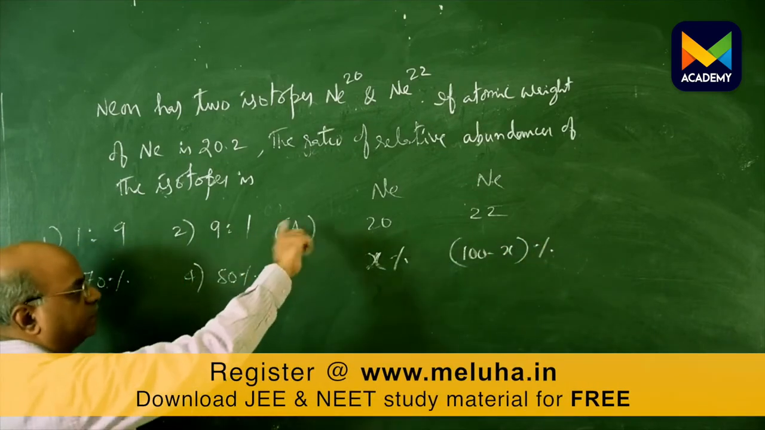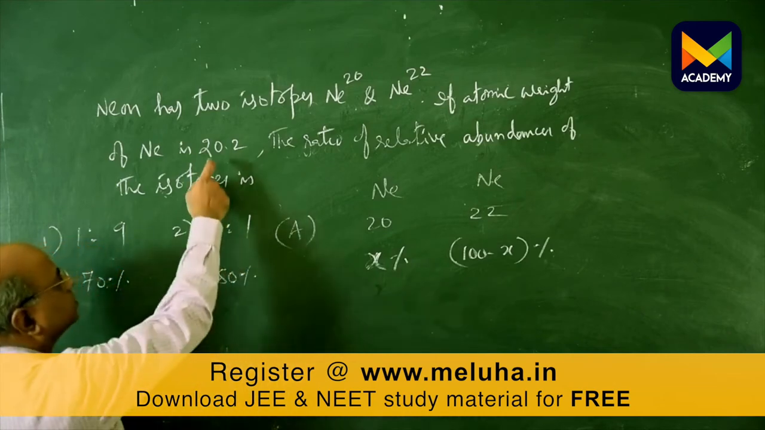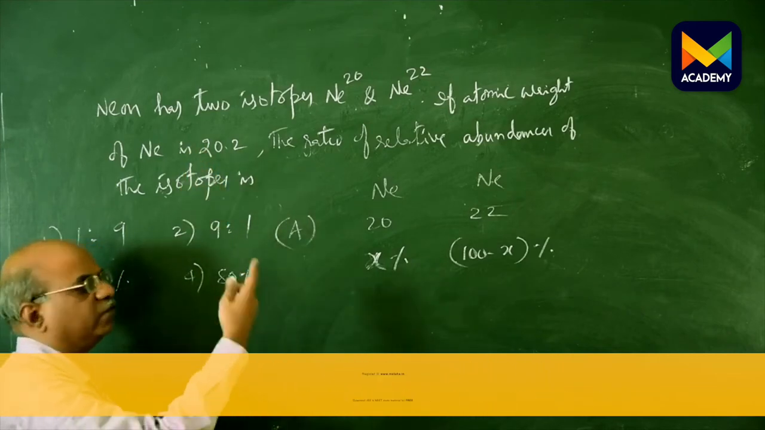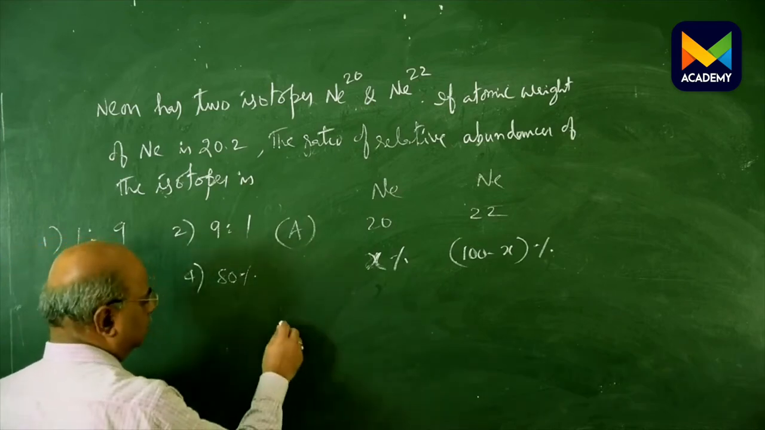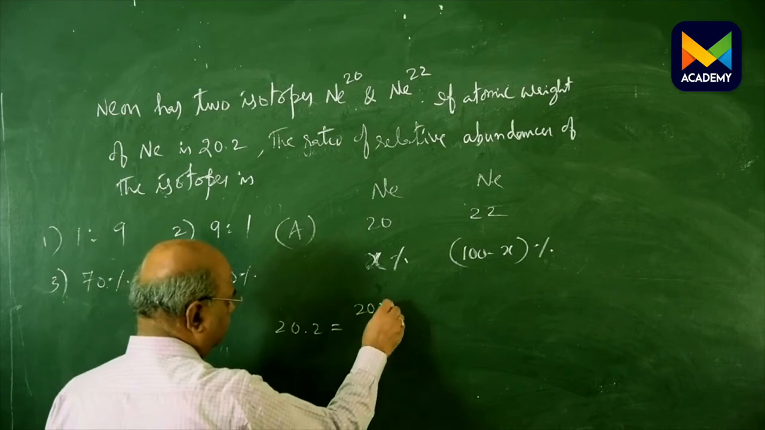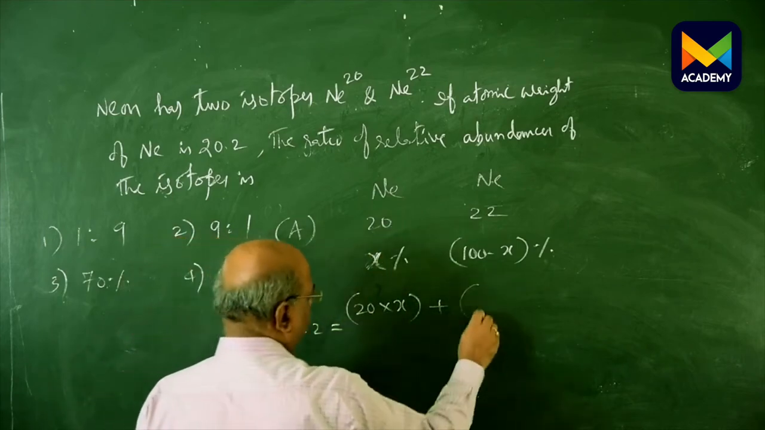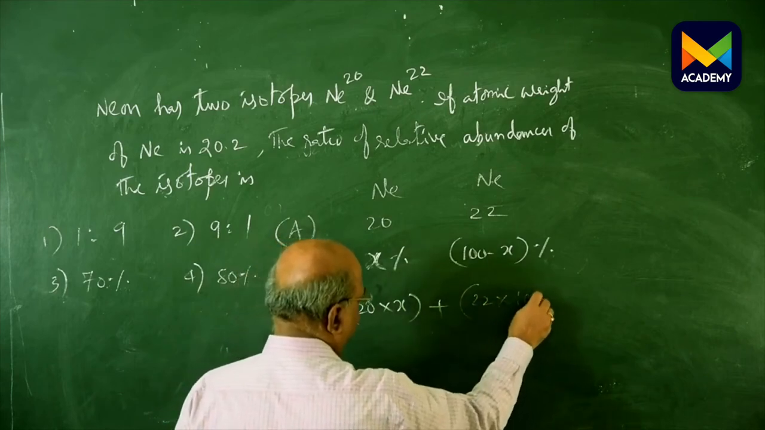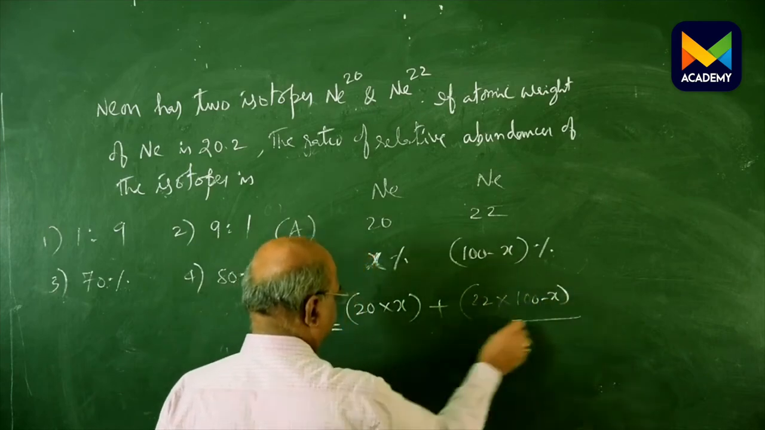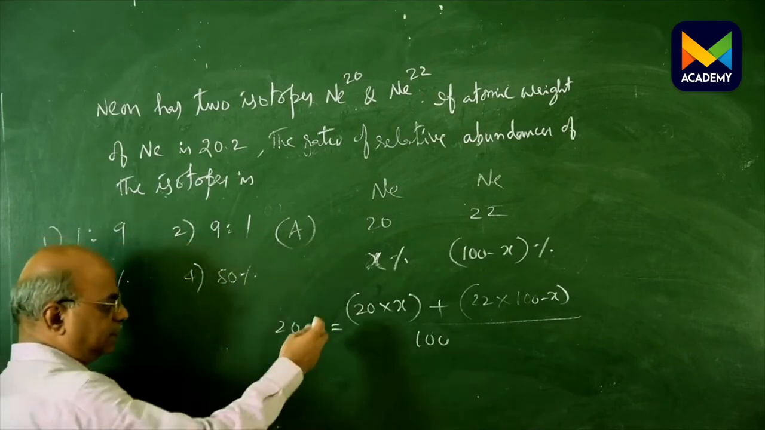And the average of these two, 20 and 22, as per this ratio, if taken out, comes out to 20.2, so that we can work out the X value. So 20.2 therefore must be equal to 20 into X for the first case plus 22 into 100 minus X by 100, so that we can solve that X value.